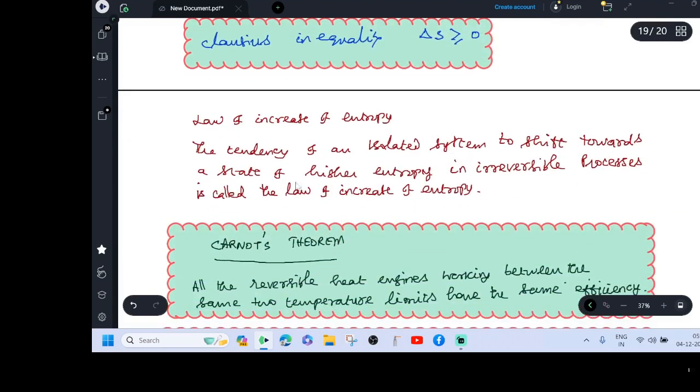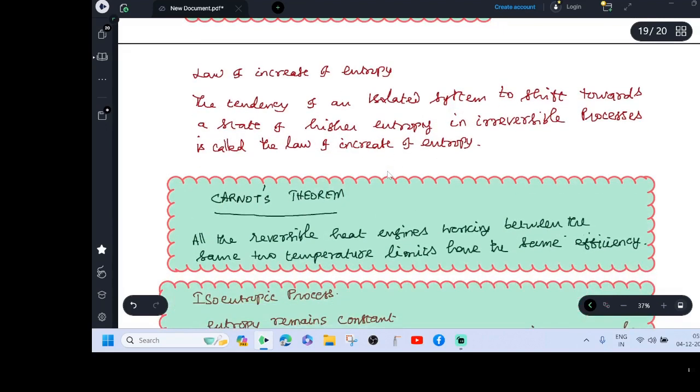Law of increase of entropy. The tendency of an isolated system to shift towards a state of higher entropy in an irreversible process is called the law of increase of entropy.